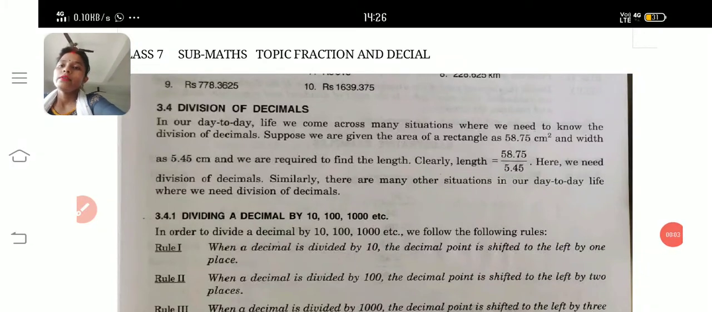Today again we will discuss the topic fraction and decimal. The fraction topic we had already covered; in decimals, addition, subtraction and multiplication we had covered. Today we will discuss the division of decimals. There are three subtopics. First, division of a decimal by 10, 100 and 1000. Second, division of a decimal by a whole number, and third, division of a decimal by a decimal.